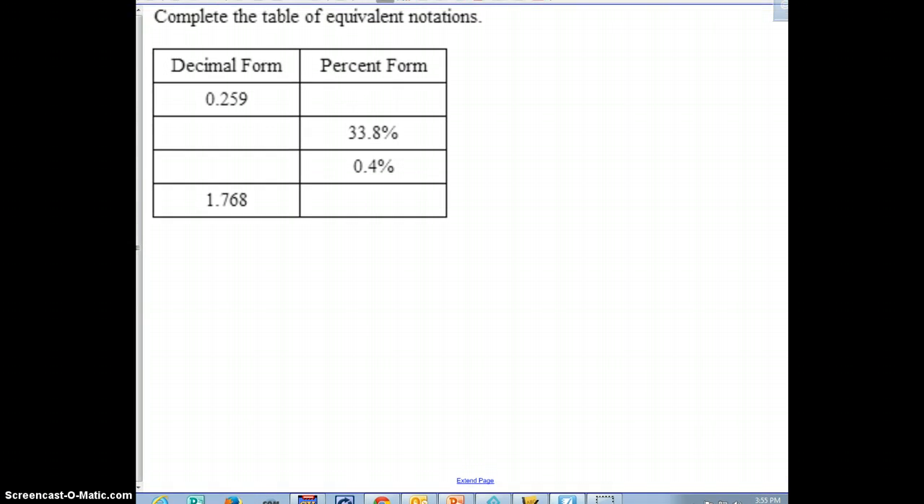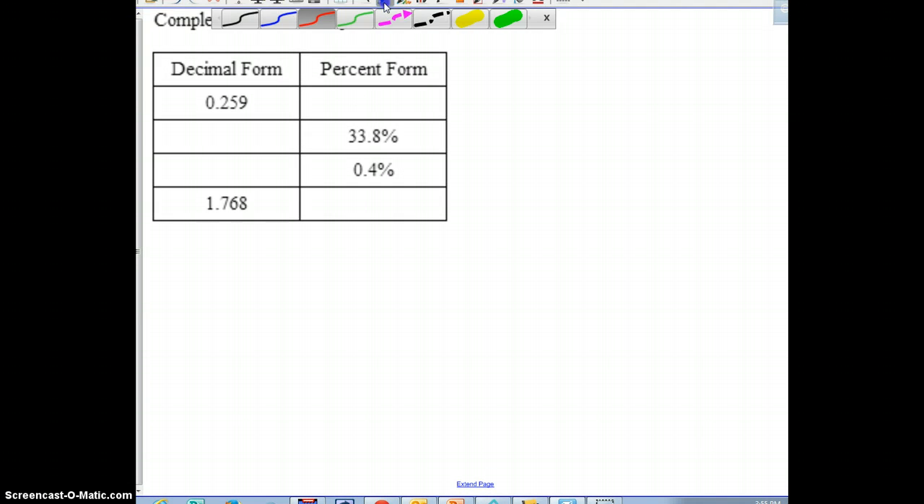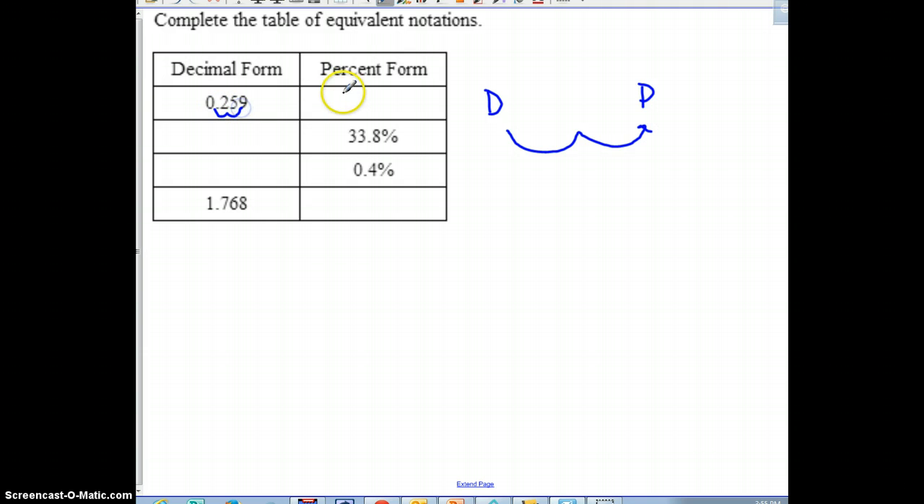Now this is where I see some students who get stuck. So if I'm looking at this one, if I want to make a decimal into a percent, I have to move it 2 decimal places that way. So if I moved this 2 decimal places, it'd be 25.9%. If I want to go from a percent to a decimal, I'm going to go 2 that way. So if I move this 2 spots, it's going to go out here. So it'll be 0.338. If you want to put a 0 in front, you can, but you do not have to.